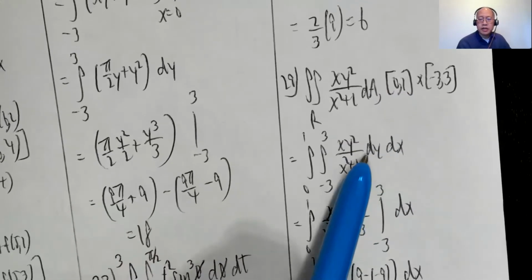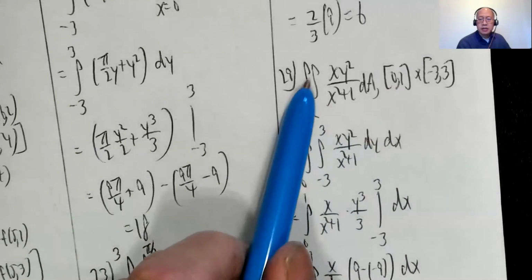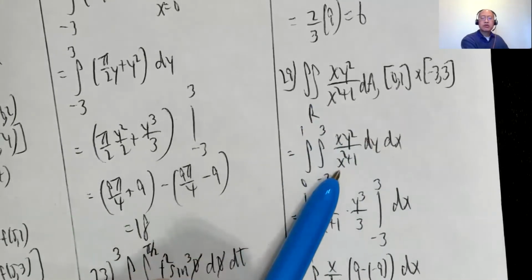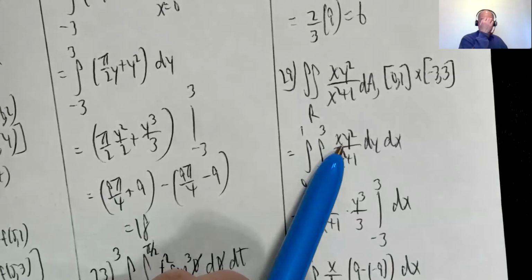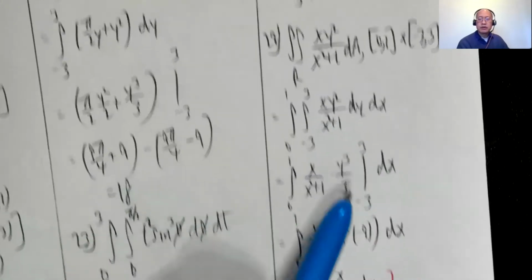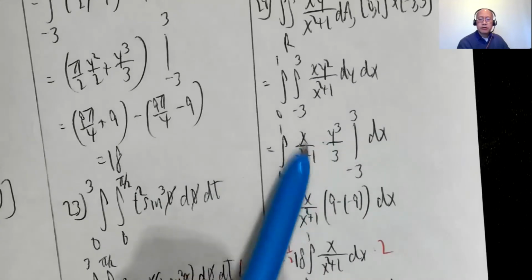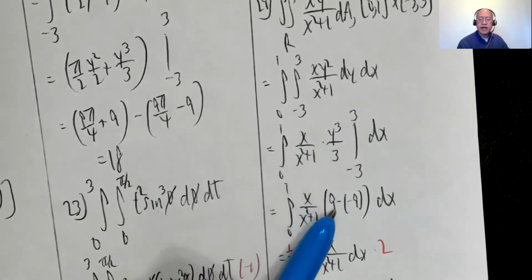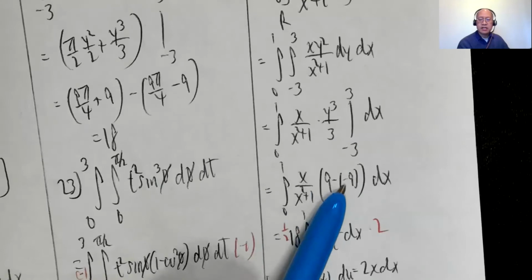Okay, so I decided to go dy dx, in which case x over x squared plus 1 is constant. Integrate y squared. That's y cubed over 3. Leave that alone. From -3 to 3. Plug in 3, you get 9. Plug in -3, you get -9. 9 minus a -9 is 18.